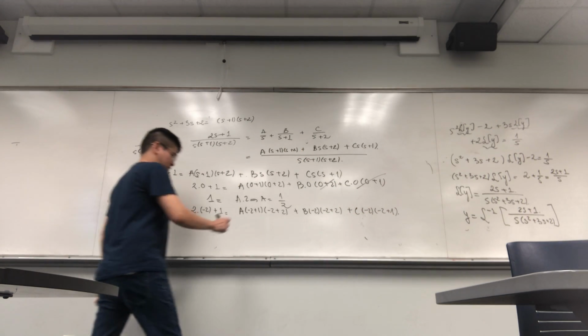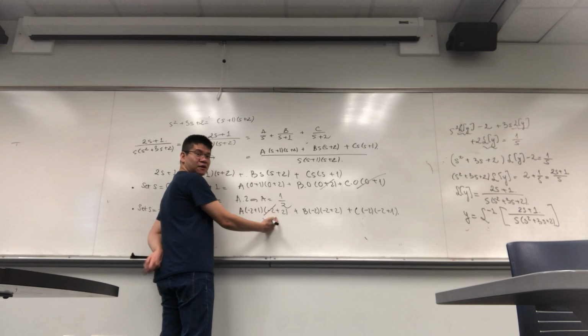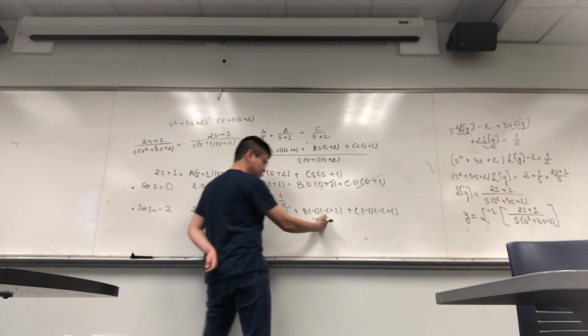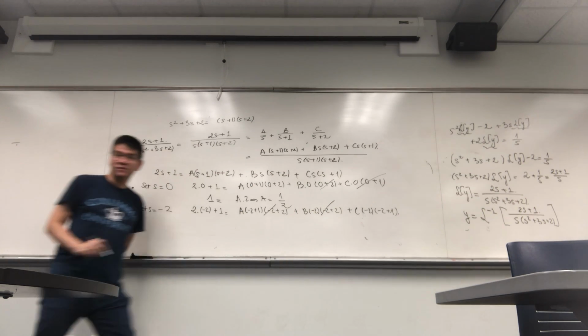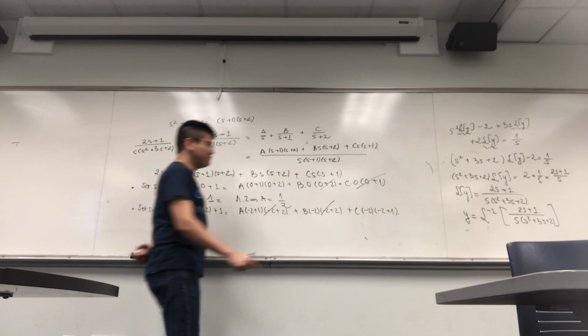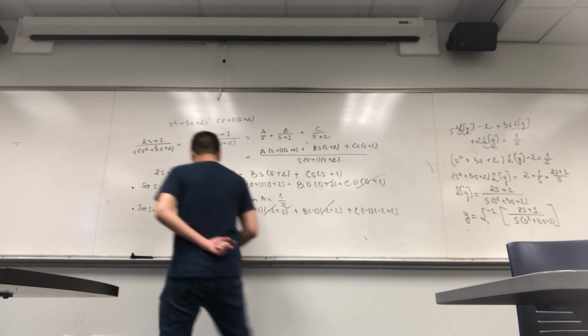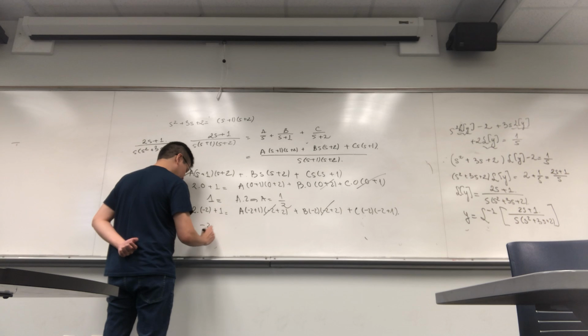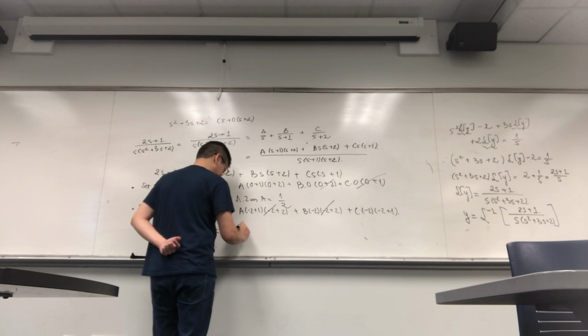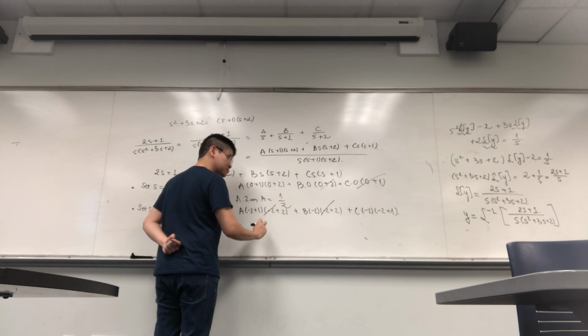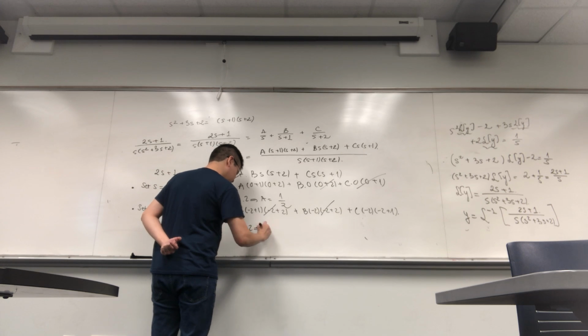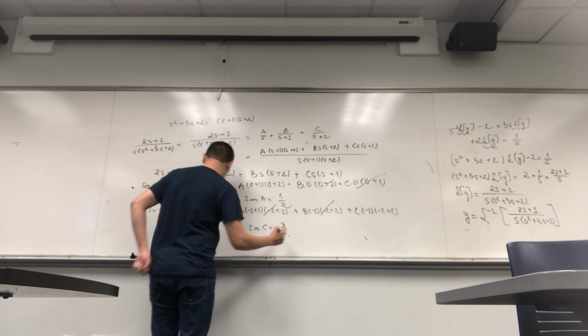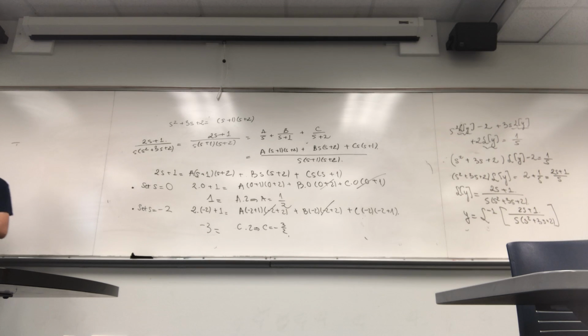So when I do this, this guy goes away because minus 2 plus 2 is 0. This guy also goes away because minus 2 plus 2 is 0. So the leftover is just C. This gives me minus 3 is equal to C times minus 2 times minus 1, which is 2. So C is minus 3 over 2. But what is the next value?